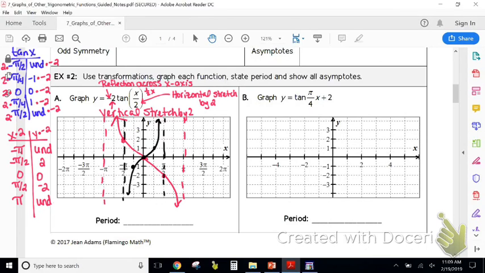Check. Did it reflect across the x-axis? Did it turn upside down? Yes. Did it vertically stretch? Are my points higher than they were originally? Yes. Did it horizontally stretch? Is it wider? Yes. So you did it correctly. All of the above.